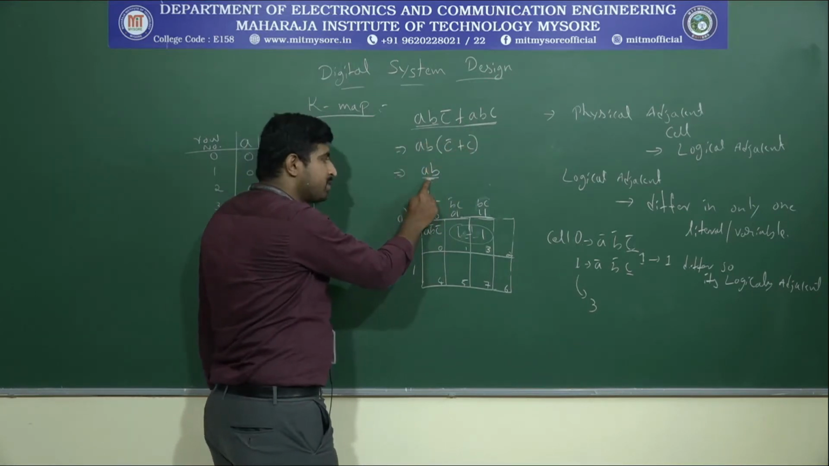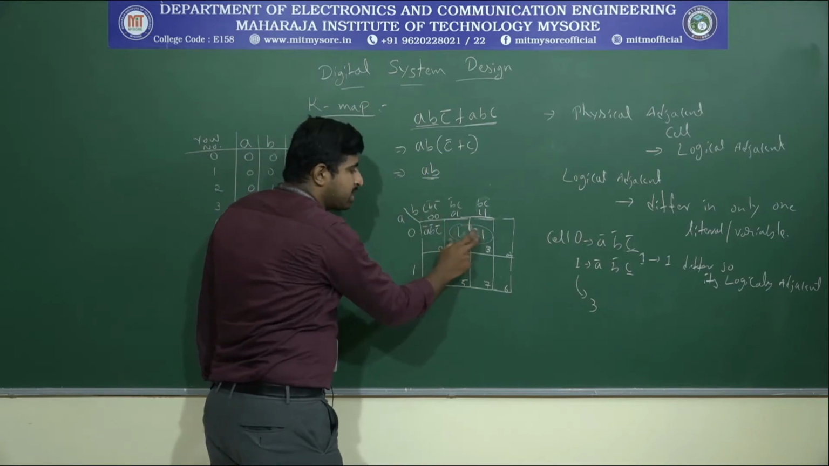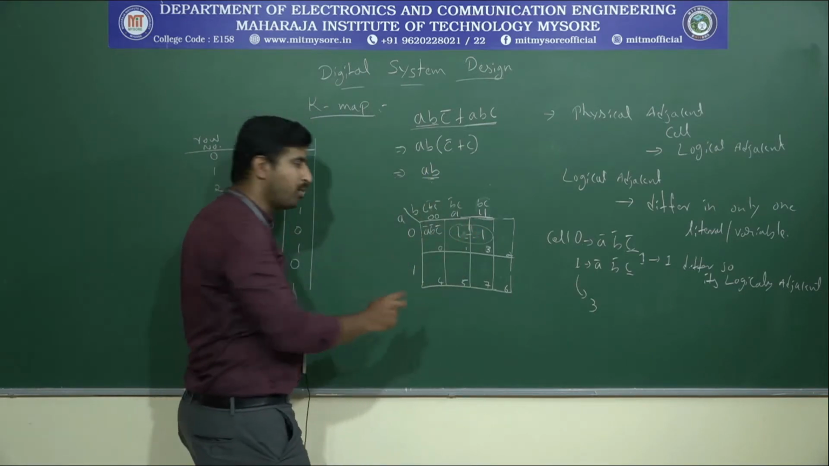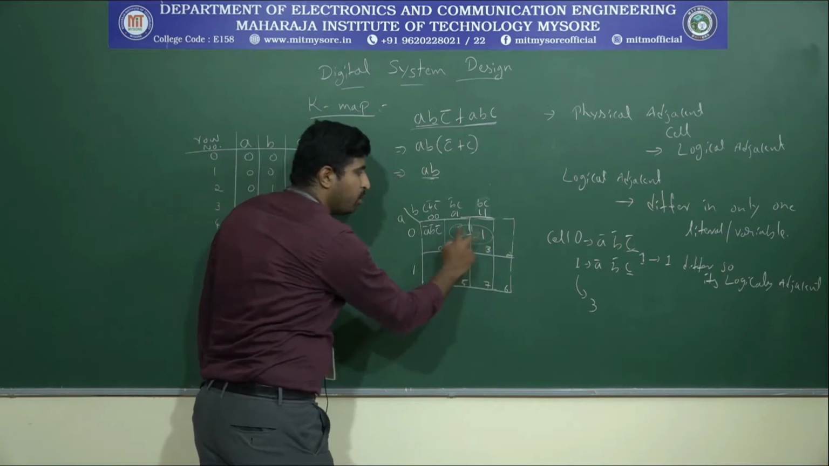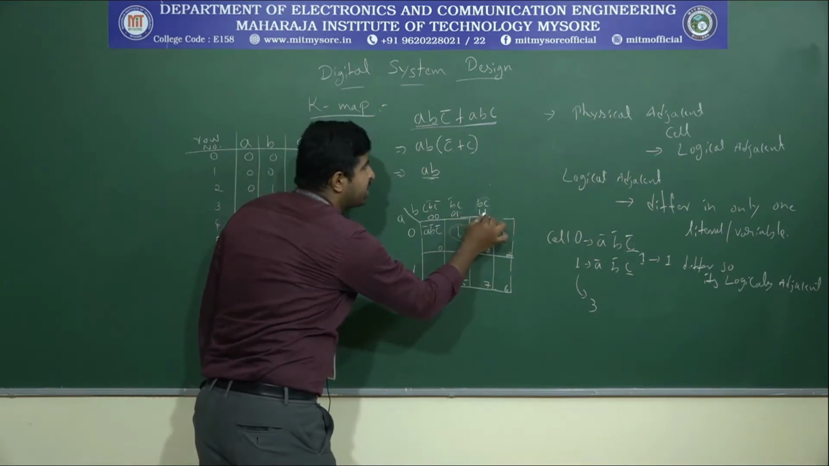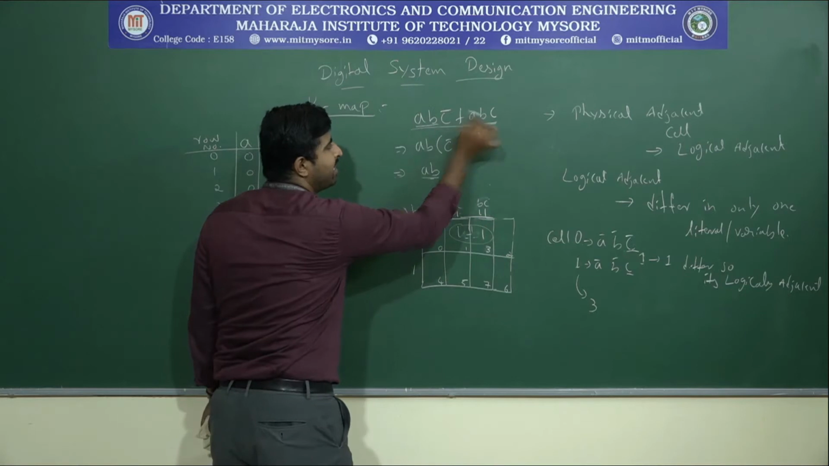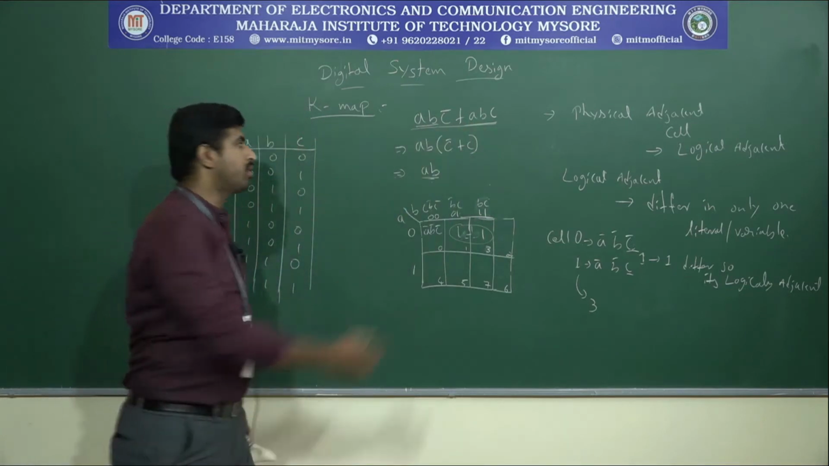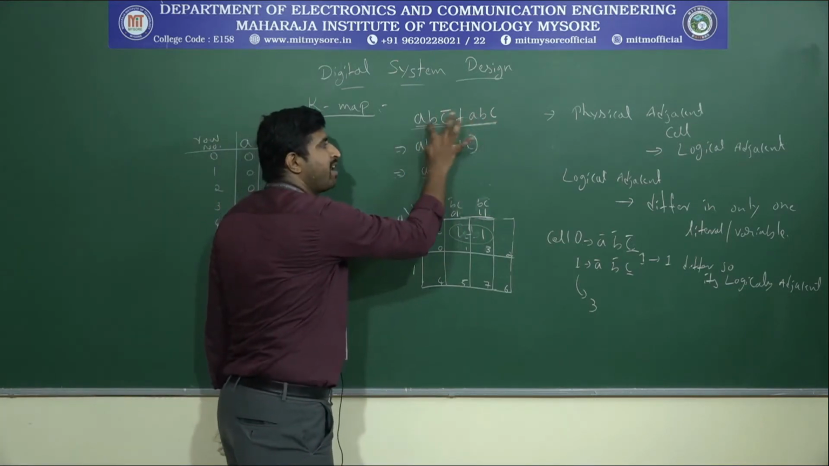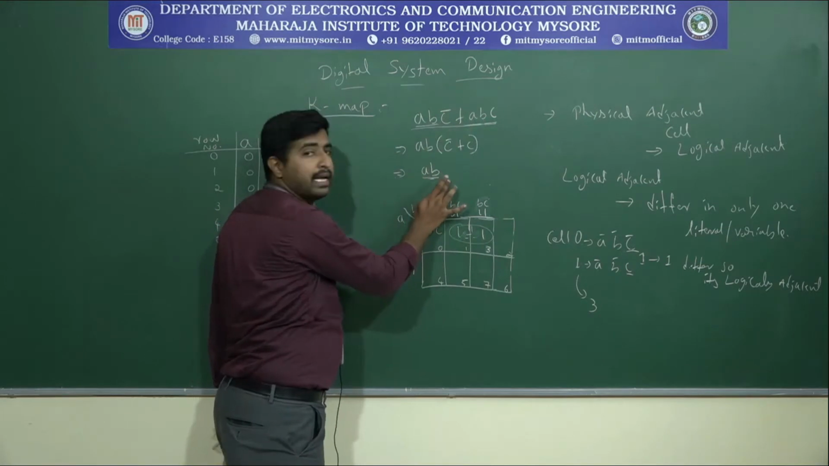To do this process, both the cells should be adjacent. We are going to make a group of ones. Only one bit is different. See, here also only one literal has been changed, so both are logically adjacent. When we have a logical adjacent, we can reduce it to AB.